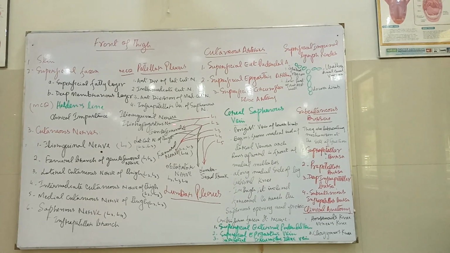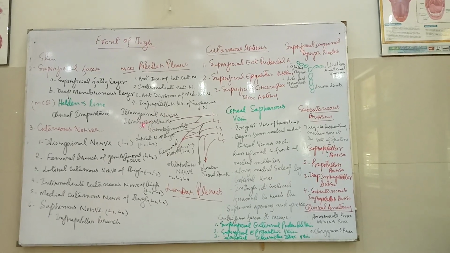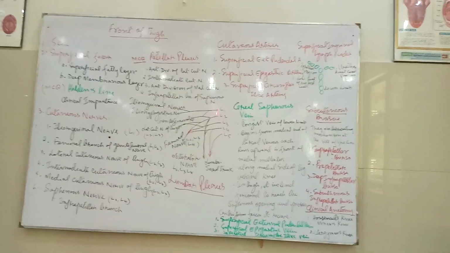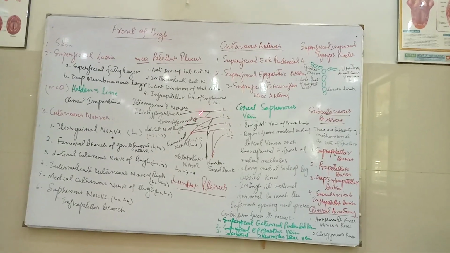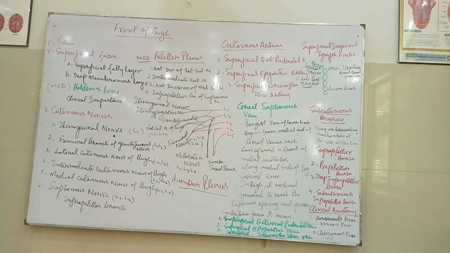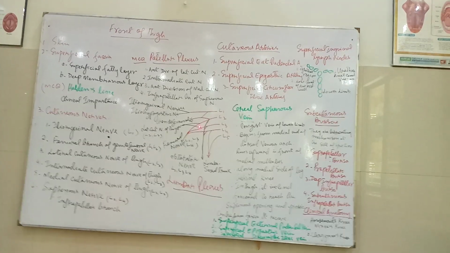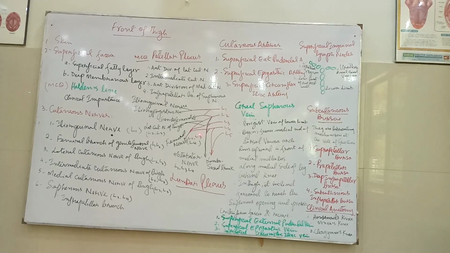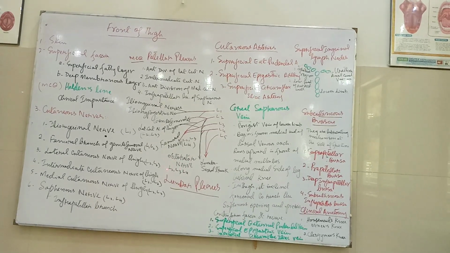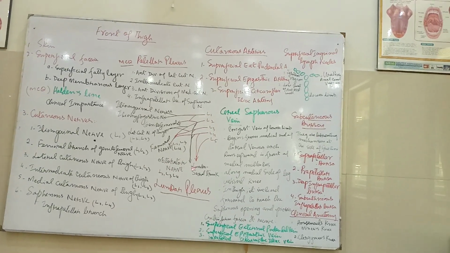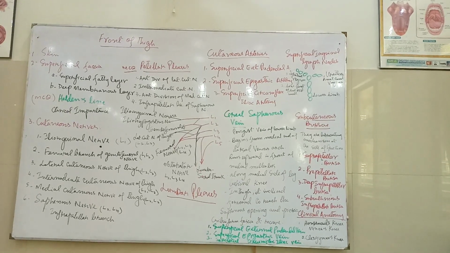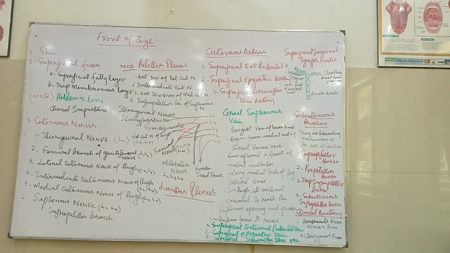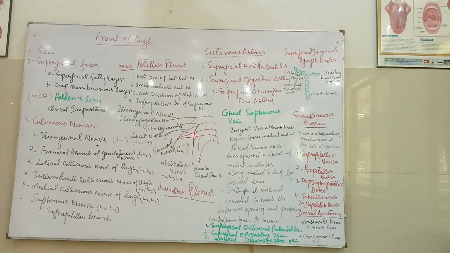L1 gives the ilioinguinal nerve, iliohypogastric nerve, and L1 and L2 give the genitofemoral nerve. L2, 3, 4, the anterior division forms the femoral nerve, while the posterior division of L2, 3, 4 forms the obturator nerve. L4 and 5 form the lumbosacral trunk. While the lateral cutaneous nerve of the thigh arises from L2 and L3.